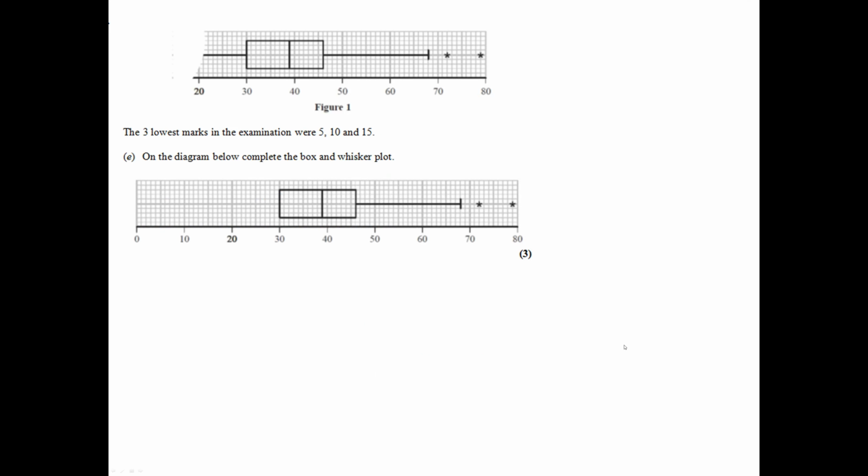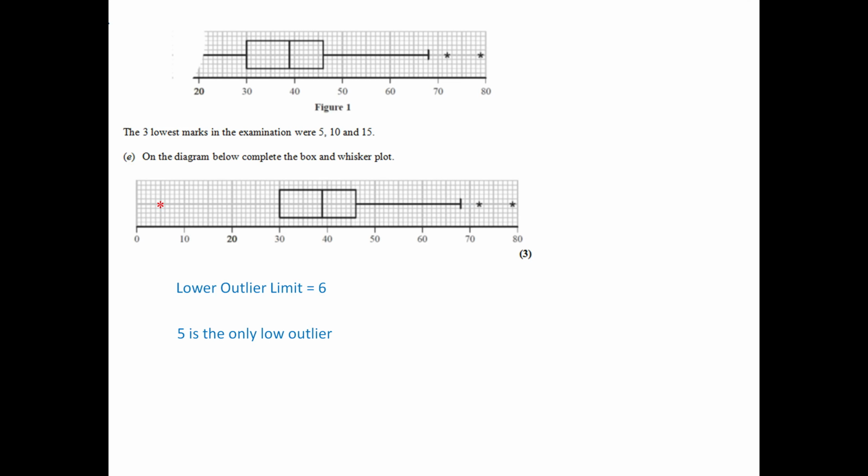In part E, I'm asked to complete the box and whisker plot, having been told that the 3 lowest marks in the examination were 5, 10 and 15. We've already seen in part C that the lower outlier limit is 6. That must mean that 5 is the only low outlier, so I can mark that on my diagram. The only other bit to do is to mark on the whisker.